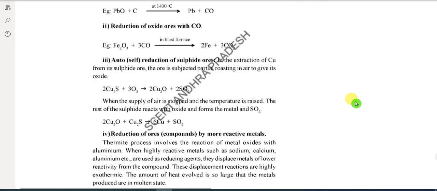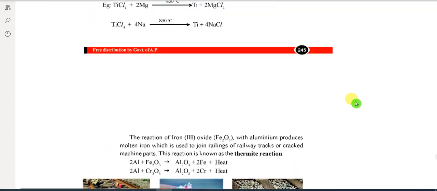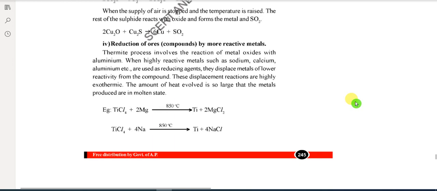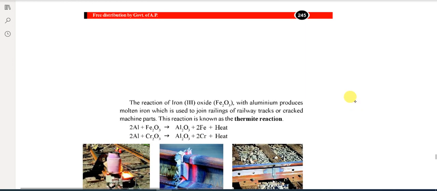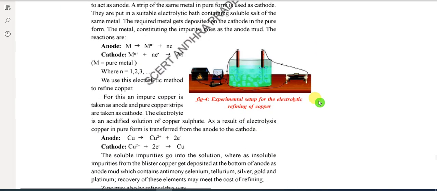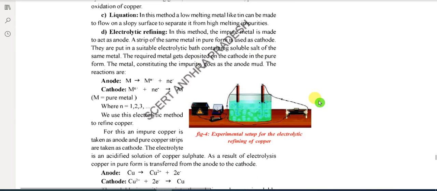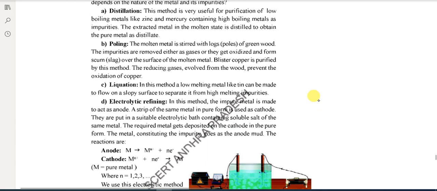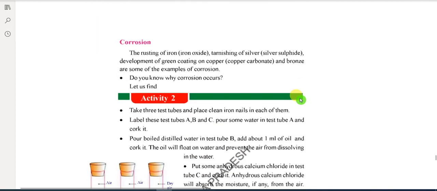And next, thermite reaction, very important. Joining of railway tracks, cracked machine parts, repair purpose. That is the use of thermite, and the reaction also here. Next, purification. Electrolytic refining is the very best method for pure metal.